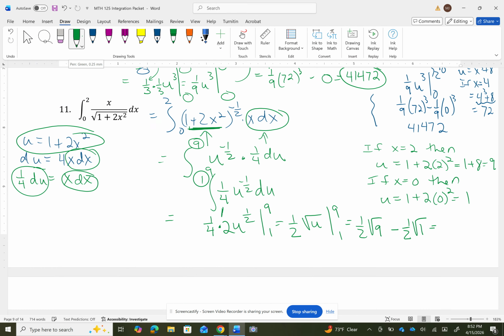So I get half of 9, which is half of 3. I get 3/2, minus half of 1, which is 1/2. Ooh, I wind up getting 1 when I'm done. Get 2/2, which is 1. So that would be my final answer on that one. Okay.